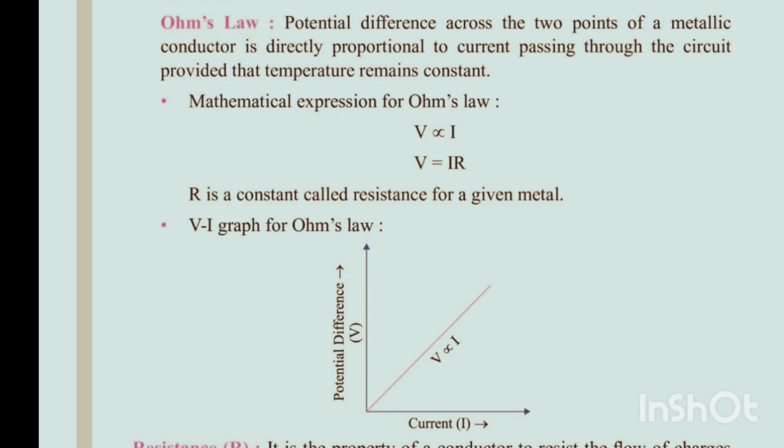Once more I repeat Ohm's law. Potential difference across the 2 points of a metallic conductor is directly proportional to the current passing through the circuit, provided the temperature remains constant. So the mathematical expression says V is directly proportional to I. As we remove the proportionality, we add the R. R is the resistance of a given metal. You can see the graph, and everyone should practice this.